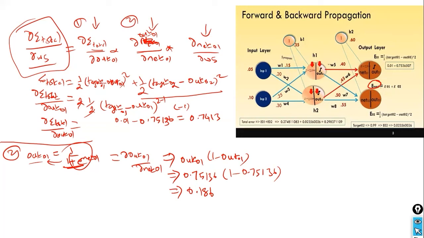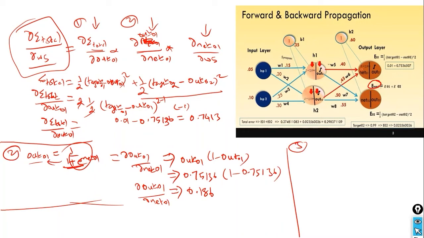So next one is dou net O1 by dou W5. So this is your dou out O1 by dou net O1. We are done with this. Second part is over. Okay. The next one is the third part. So net O1. What is net O1?